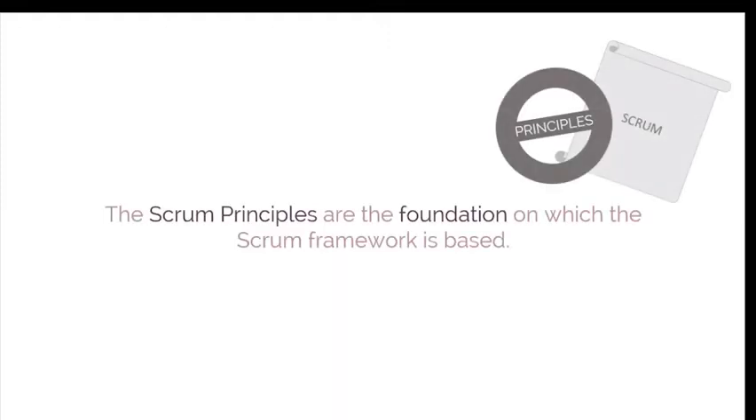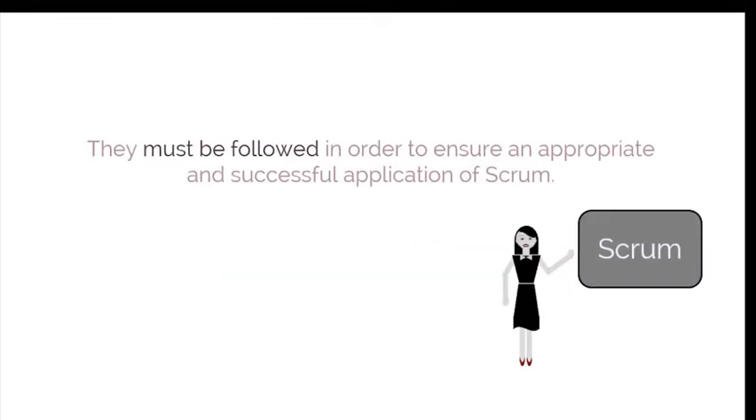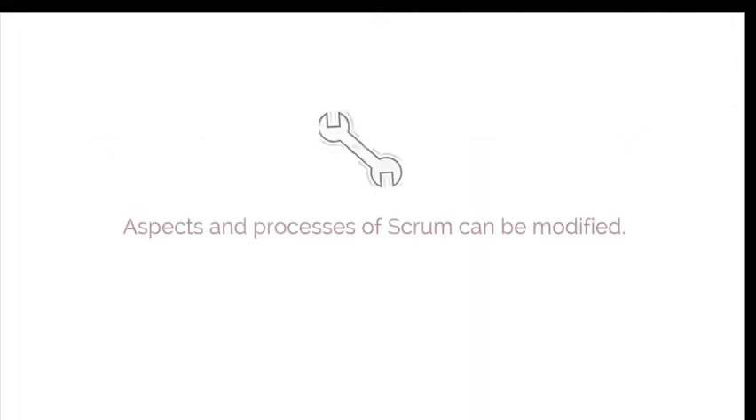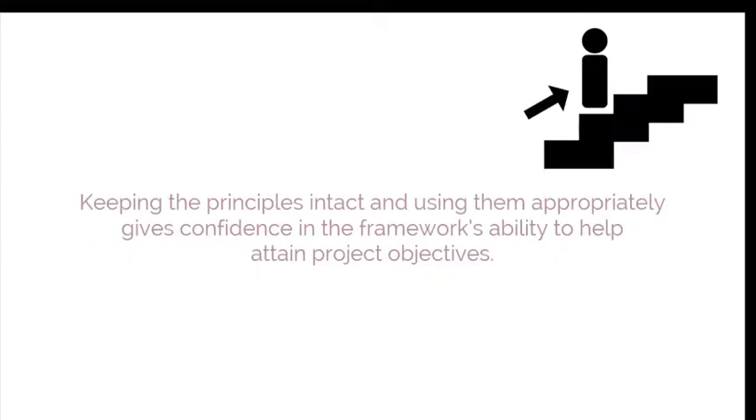And the Scrum principles are the foundation on which the Scrum framework is based. The principles of Scrum can be applied to any type of project or organization. They must be followed in order to ensure an appropriate and successful application of Scrum. Within the scope of these principles, the aspects and processes of Scrum can still be modified to meet the requirements of a specific project or of the organization using them. The Scrum principles themselves, however, are non-negotiable and must be applied as described in a guide to the Scrum body of knowledge, or the SBOC guide.